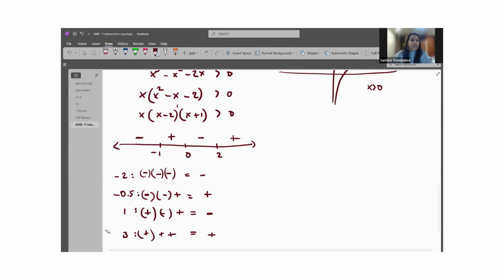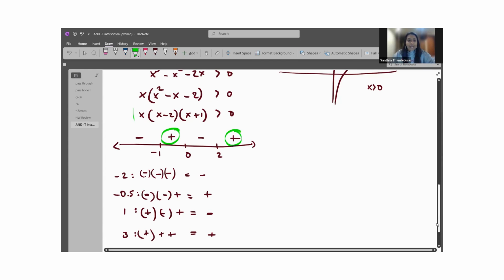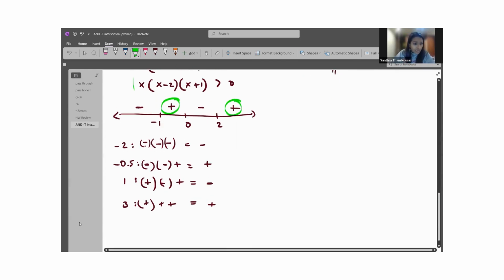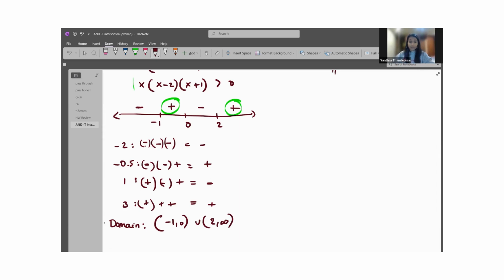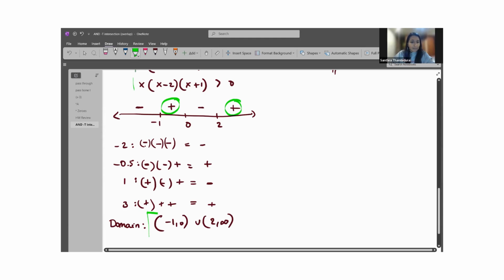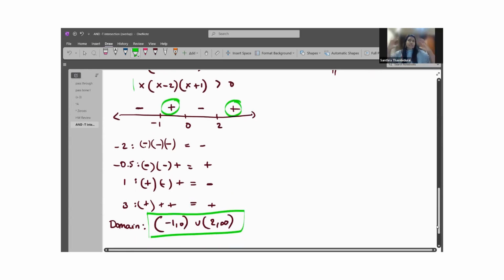Now, this is greater than 0, so I'm looking for where the function is greater than 0. This is the function, right? Where is the function greater than 0? The function is greater than 0 here and here. So my domain, I'm just done with the domain. My domain is -1 to 0, union 2 to infinity. That is my domain. I need to check back with it all the time. This is my domain, which means my solutions have to be within this interval.